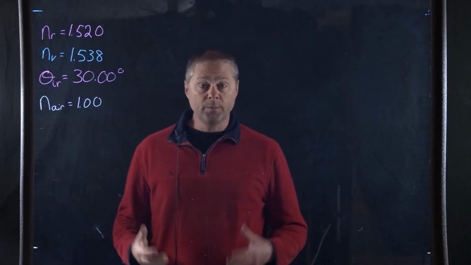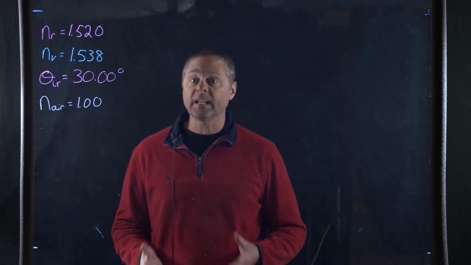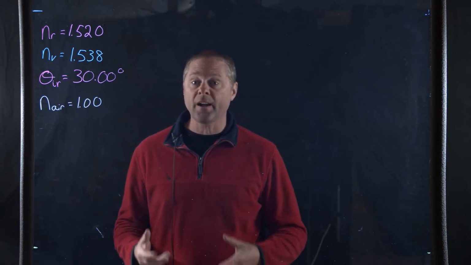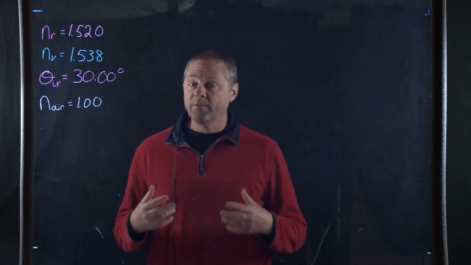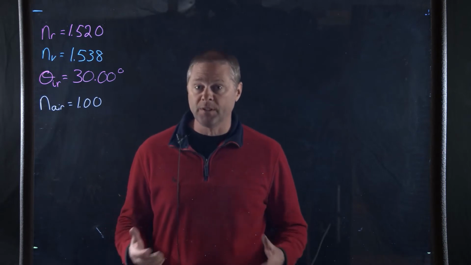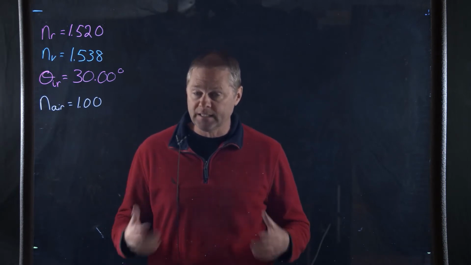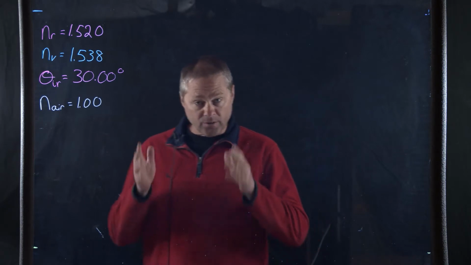In this problem, we're going to be looking at dispersion. Dispersion means that light of different wavelengths has a different index of refraction traveling through a material. As different wavelengths of light travel through a material, they're going to interact differently with the material because there's a different index of refraction for each individual wavelength.